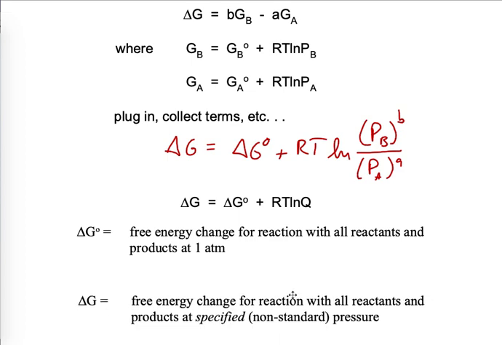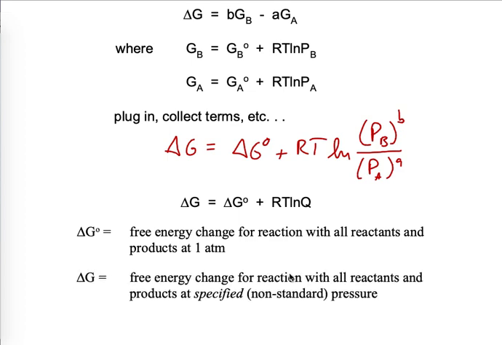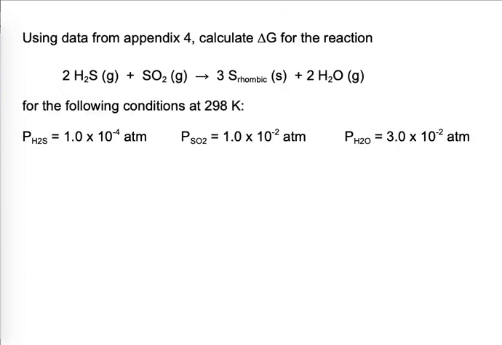Delta G naught is the free energy change for the reaction when all reactants and products are at a pressure of 1 atmosphere, whereas delta G is the free energy change for the reaction when the products are at specified or non-standard pressures. So let's use this equation to calculate delta G for a reaction under conditions of specified pressure. So here we have hydrogen sulfide gas reacting with sulfur dioxide gas, forming rhombic sulfur and water vapor. And we are given a system which has the following partial pressures. And the question is, what is delta G for this particular system?